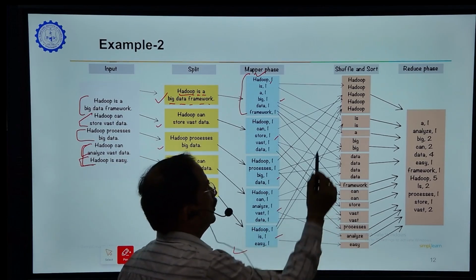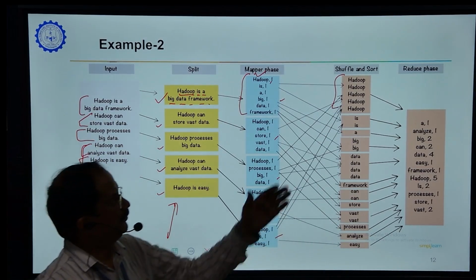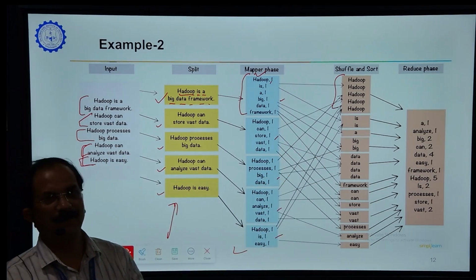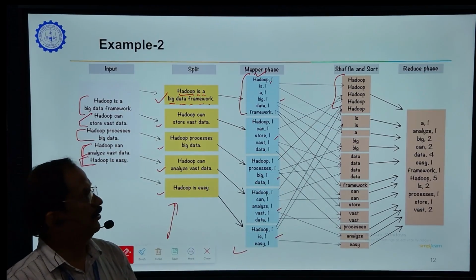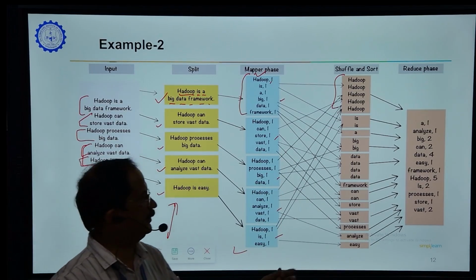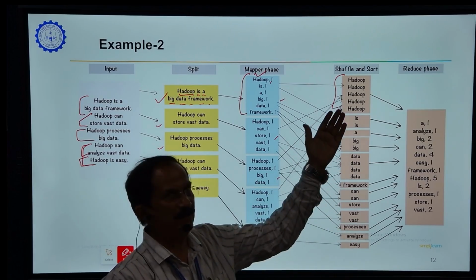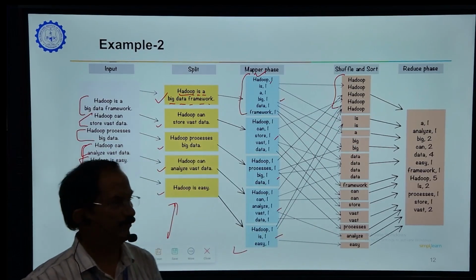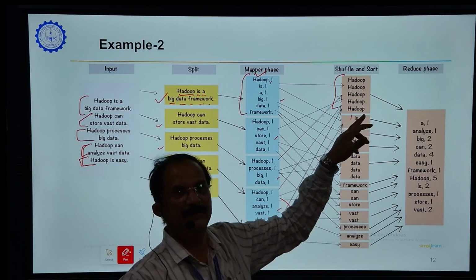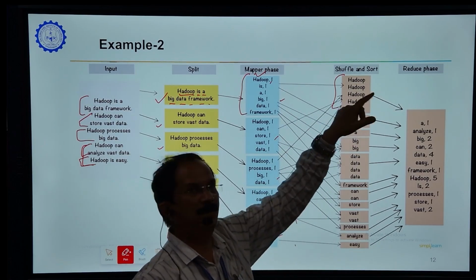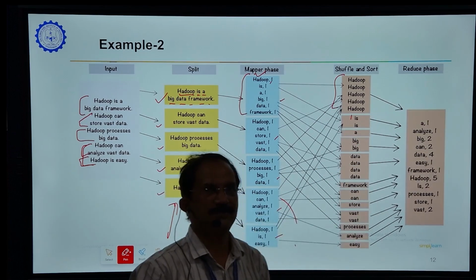Then the shuffling and sorting, you can see here. Is it in a sorted form? Shuffling is okay, but is it in sorting mode? No, because sorting may be alphabetical or word-wise. It depends. In the earlier example we had one count each, and you can make the list and count and simply reduce it.